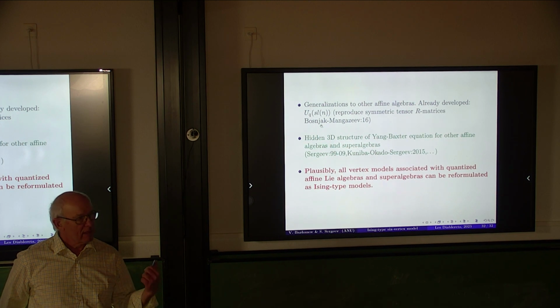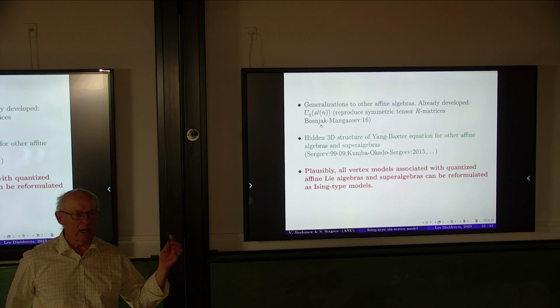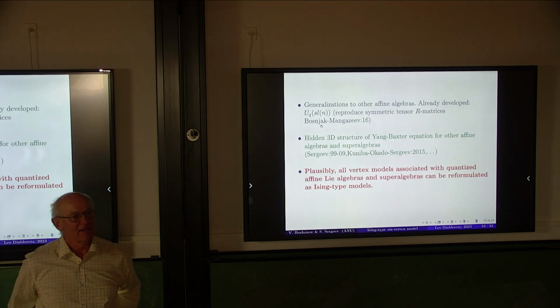No. We have a half infinite highest weight representation. Yeah, but everything is Q deformed, so there are no highest weights. I could make a comment on this.